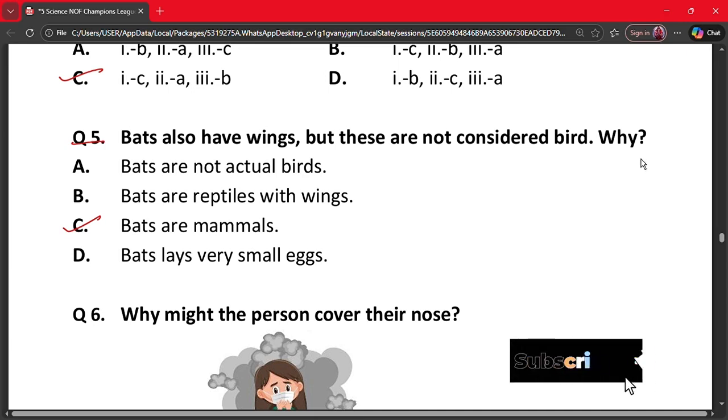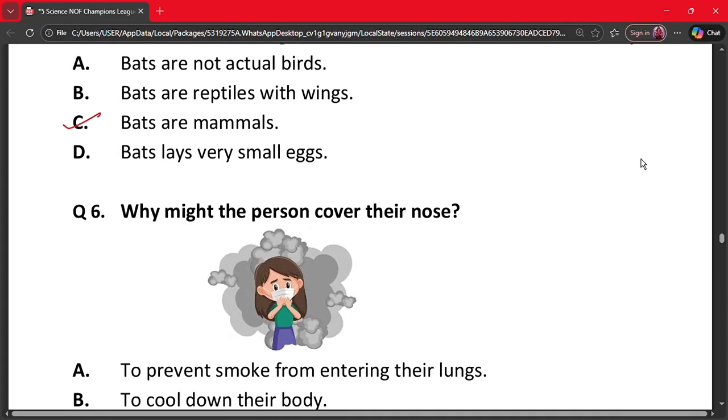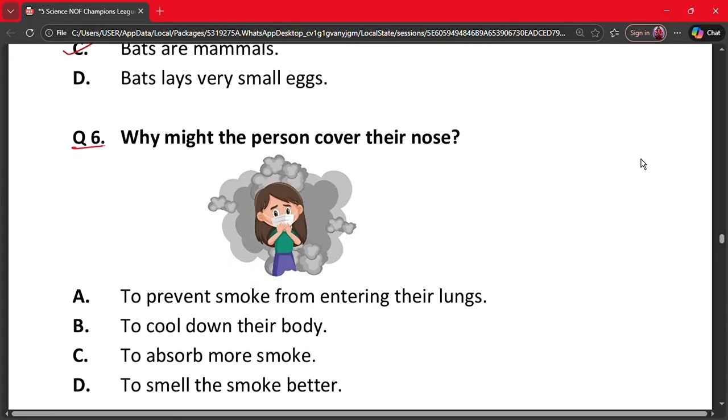Bats give birth to babies and feed them milk, which are mammalian characteristics. Birds lay eggs and have feathers, which bats do not have. So the correct answer is option C. Bats are mammals.